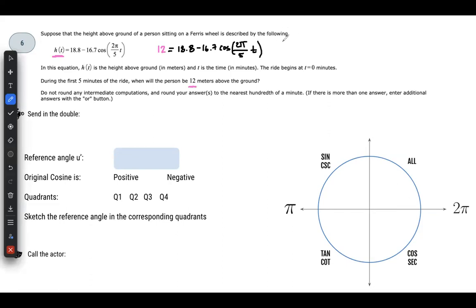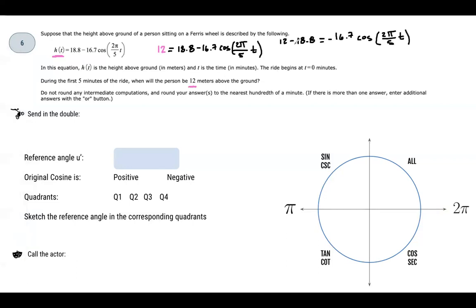So here we're going to end up with 12 minus 18.8 equals minus 16.7 cosine of 2 pi over 5t.